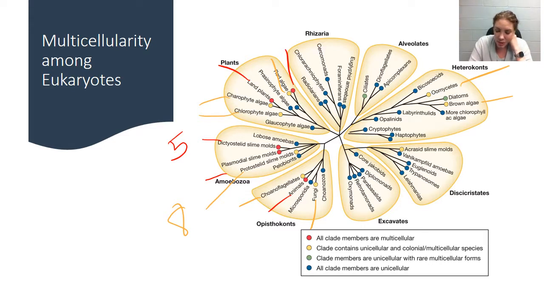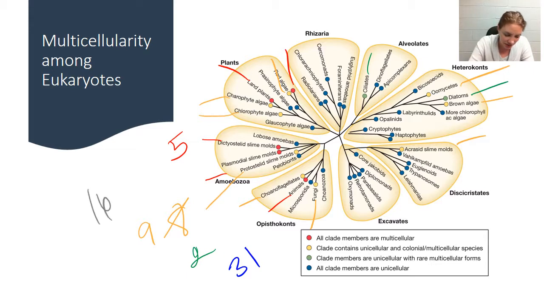The green ones, mostly unicellular with a few rare multicellular forms, diatoms, ciliates. 15 groups out of all of this. The all multicellular, the blue unicellular onlys, there were 31. And for what it's worth, I actually missed a yellow group over here, the acracid slime mold, so that's actually 9. So, okay, 16 total that had some multicellularity and 31 that were purely unicellular. It's a ratio of 2 to 1. We are a distinct minority.